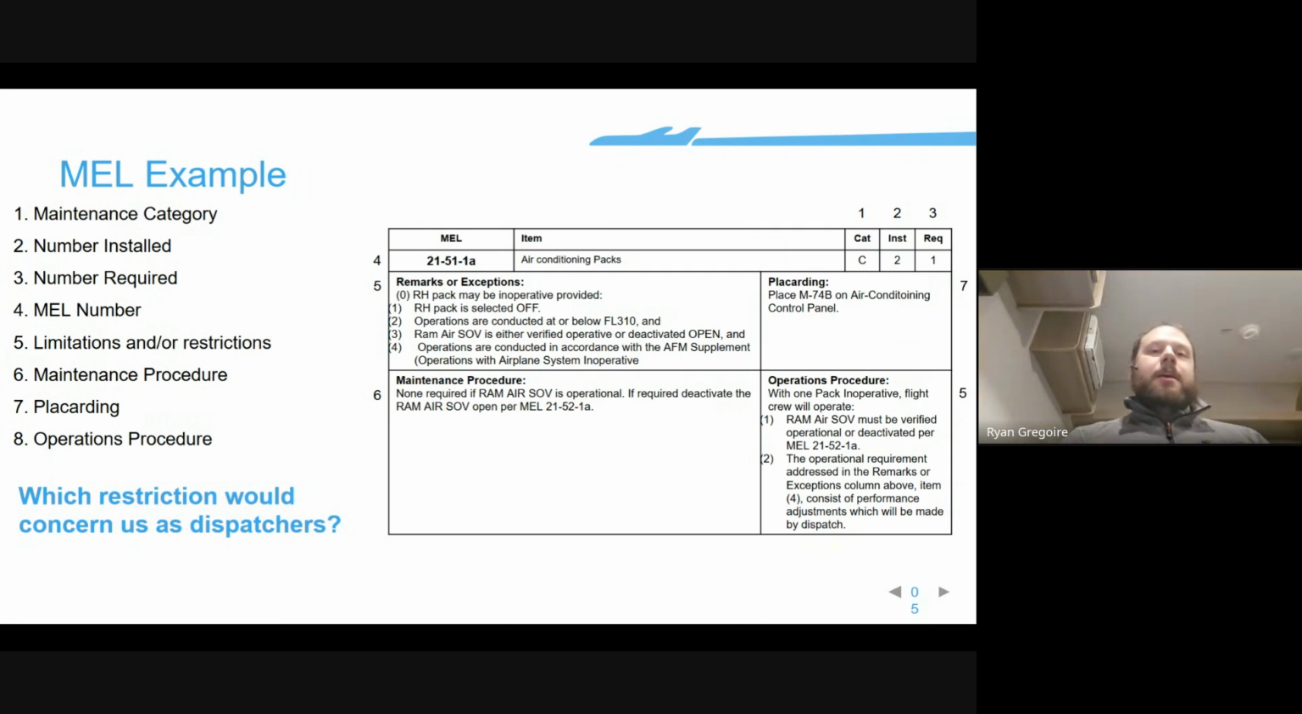So essentially, again, it's just reiterating, we can operate with the right-hand pack inoperative as long as we follow the procedures in here. For us as dispatchers, the one that's really going to be pertinent to us is the flight level restriction. We cannot plan this flight above flight level 310, 31,000 feet.